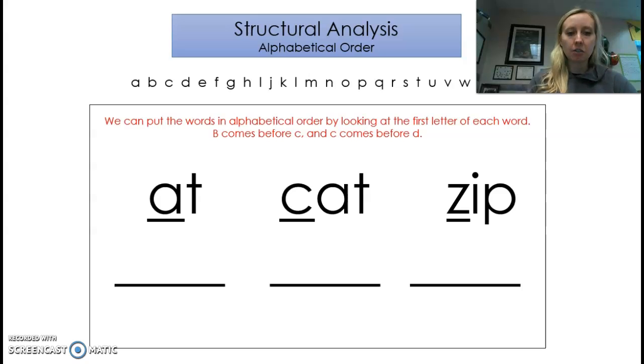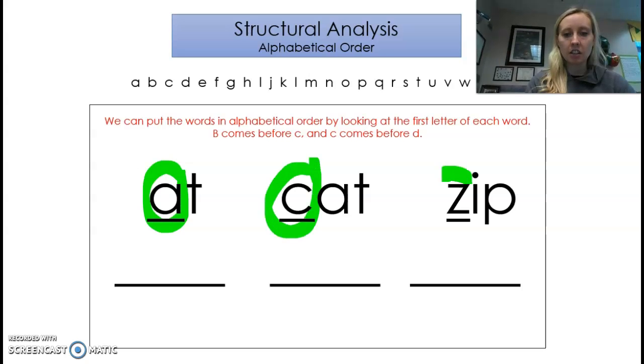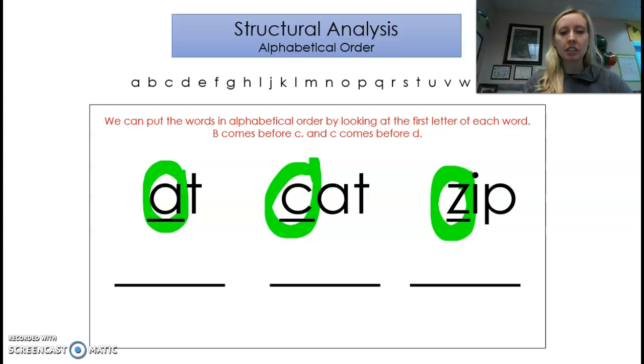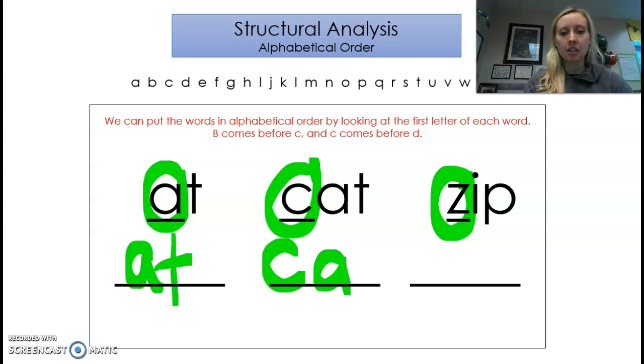Okay, here's our next one. We have at, cat, zip. Let's look. We have A, C, Z. The first thing I do is look at the first letter. Next, I'm going to sing my song. A, oh, we have an A. B, C, we have a C. D, E, F, G, H, I, J, K, L, M, N, O, P, Q, R, S, T, U, V, W, X, Y, and Z.